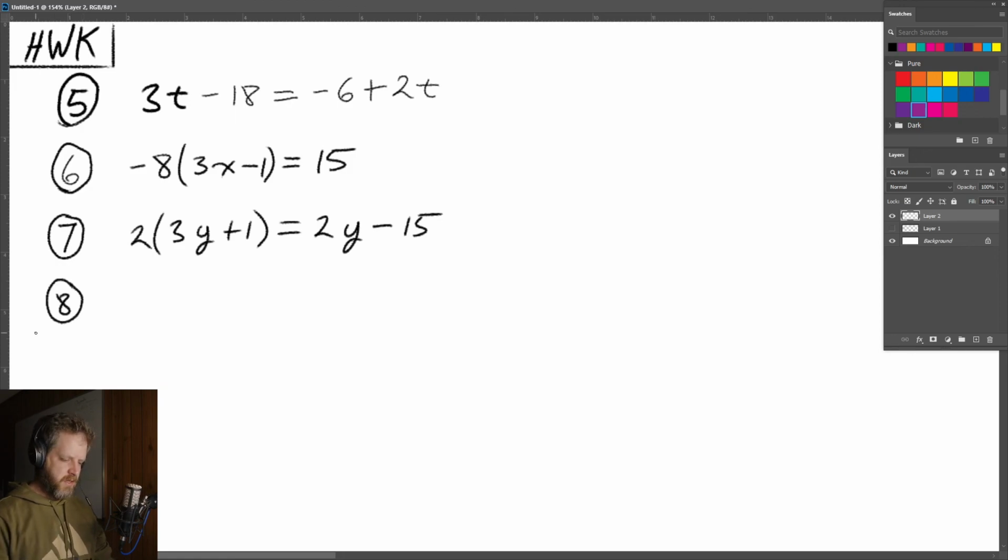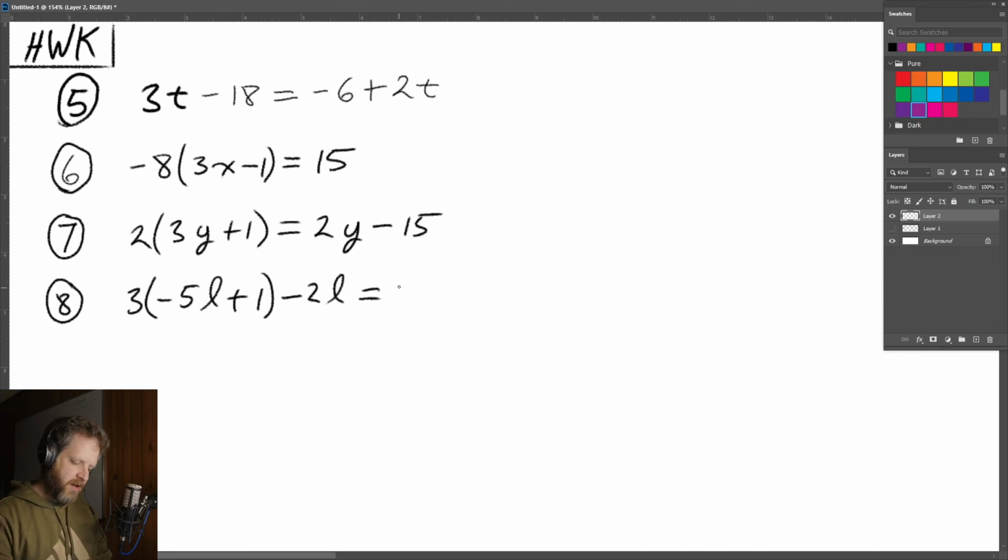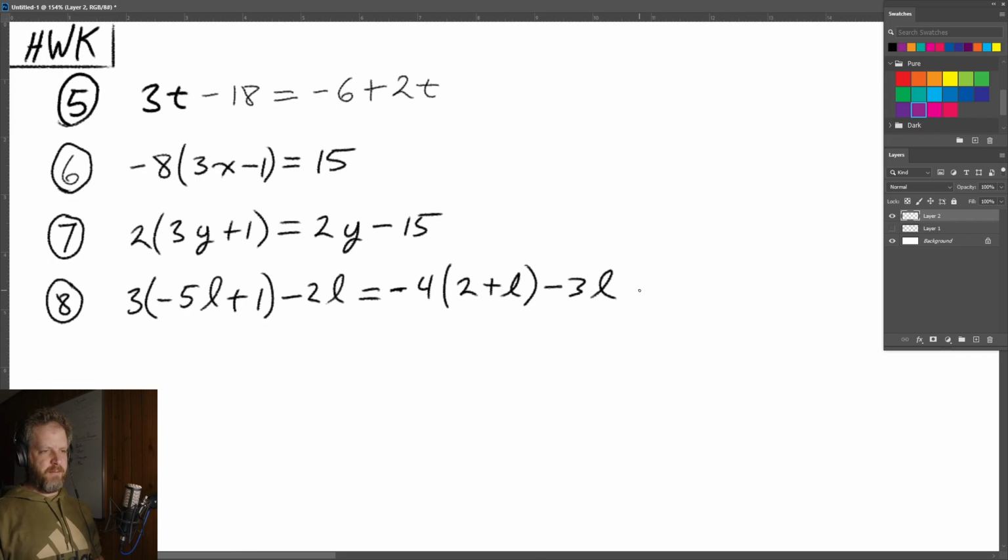Number 8 is going to be 3 times the quantity negative 5L plus 1 minus 2L equals... I was about to do something that y'all don't know how to do yet. Oh, not negative 3. Negative 4 times 2 plus L minus 3L. I think that's sufficiently complicated for our last problem.